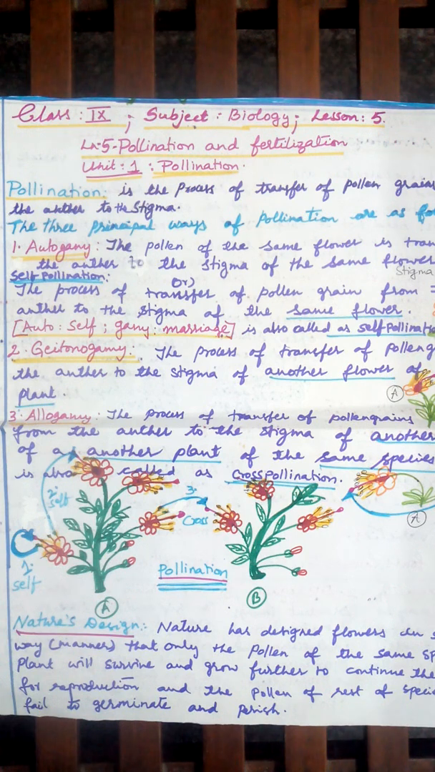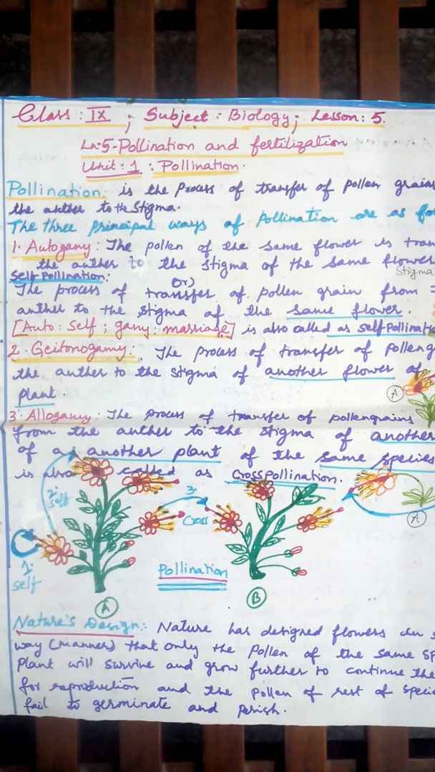So these are 2 distinct things you have learned. Now there is another chance, that is the process of transfer of pollen grain from the anther to the stigma of a different flower but plant is same. Different flower of the same plant. So that's another chance. That is called geitonogamy. What is it here? Neighboring flower. The transfer of pollen grain from the anther to the stigma of another flower of the same kind. Now you learn 3 kinds.